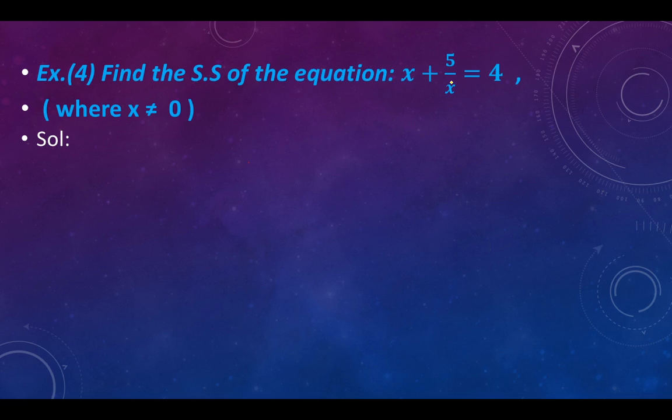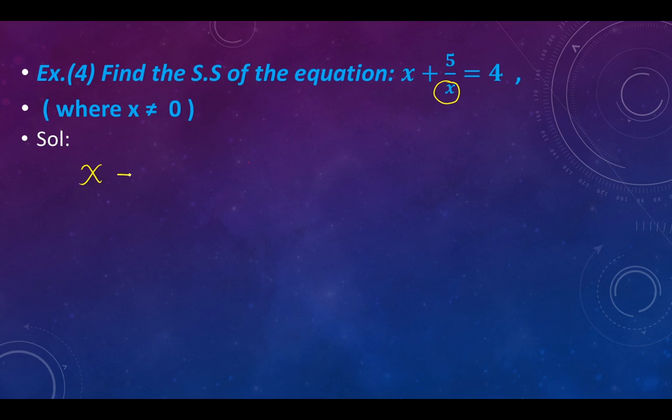Here we have x in the denominator, so we want to get rid of x in the denominator. To do this, you have to multiply all the terms of the equation by x. So again, if you have x in the denominator and we want to get rid of it, you have to multiply all the terms of the equation by x. Okay, let's do it together.